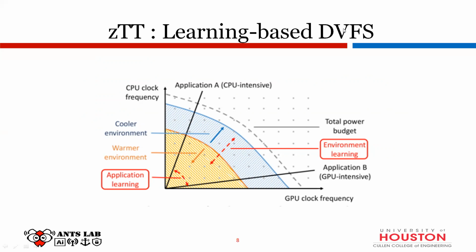So the difference between application A and B is the application learning. And the difference between cooler and warmer is the environment learning. So there are two types of learning in this graph.